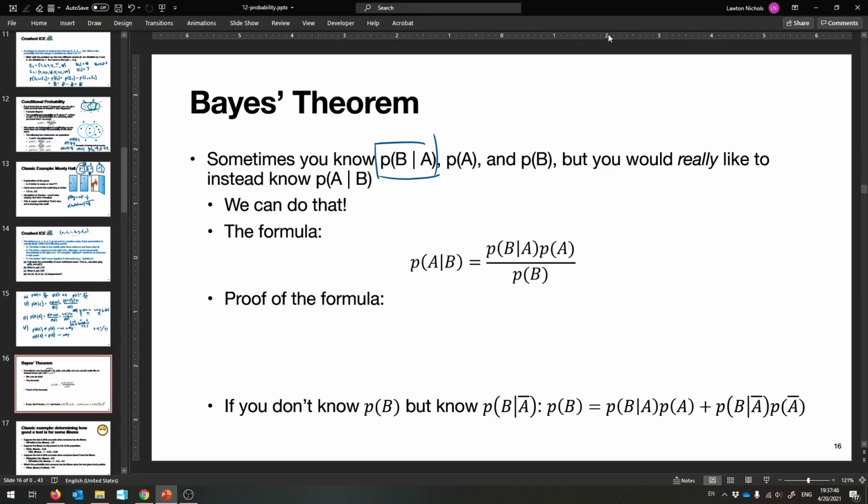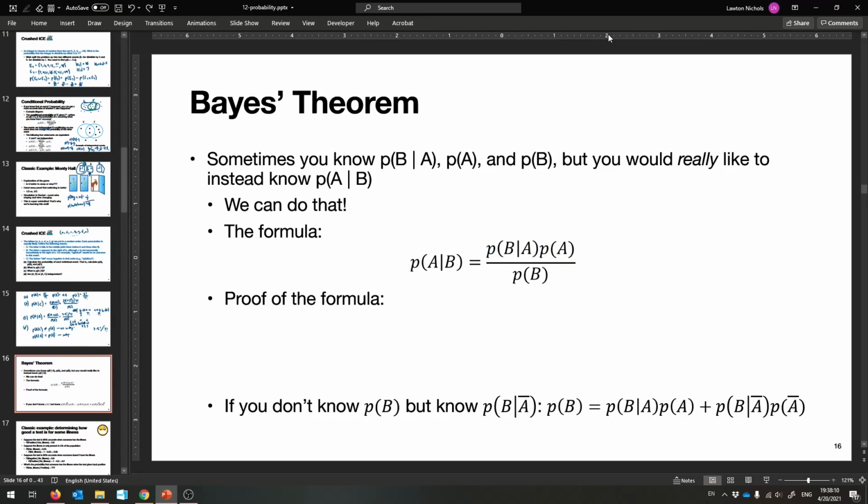Sometimes we have P of B given A, the probability of B happening given that we know that A happened, but really we deep down want the probability of A given B. We want to flip it. And it's possible to flip it. Let me show you. So this is the formula for using this one and this one to get the other way conditionally. And let me prove this to you.